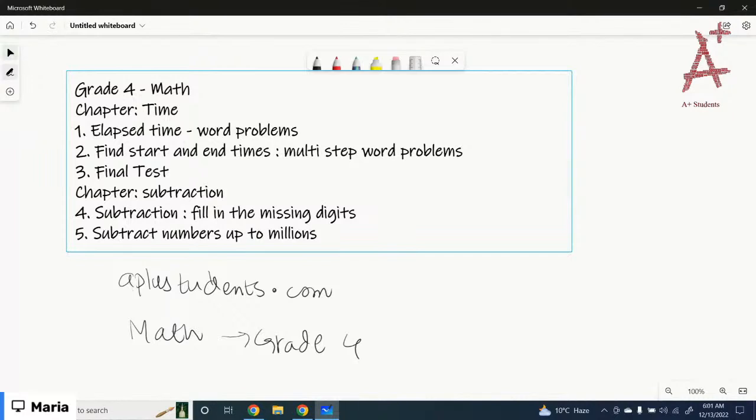So, we're going to start with the chapter time. The lesson names are elapsed time word problems, find start and end times, multi-step word problems, then the final test of the chapter. Then we'll start a new chapter, that is subtraction, and the lesson names are subtraction, fill in the missing digits, and subtract numbers up to millions. Got it?